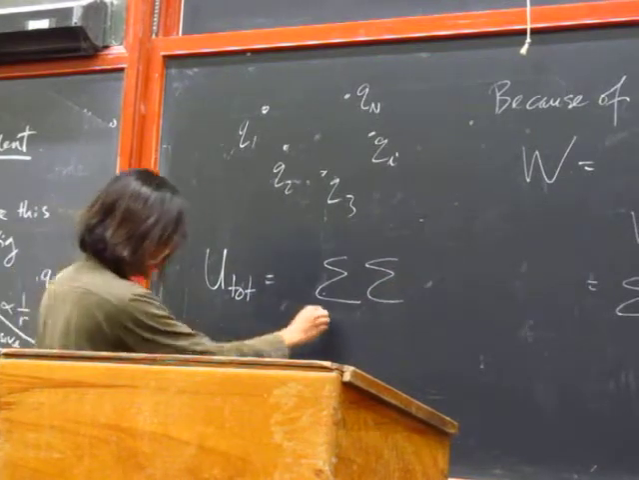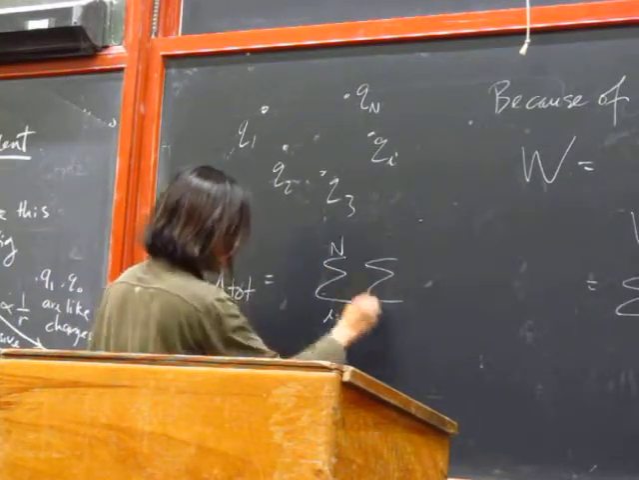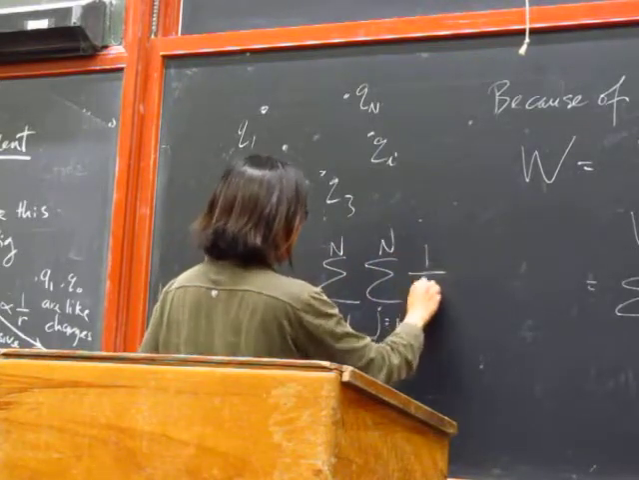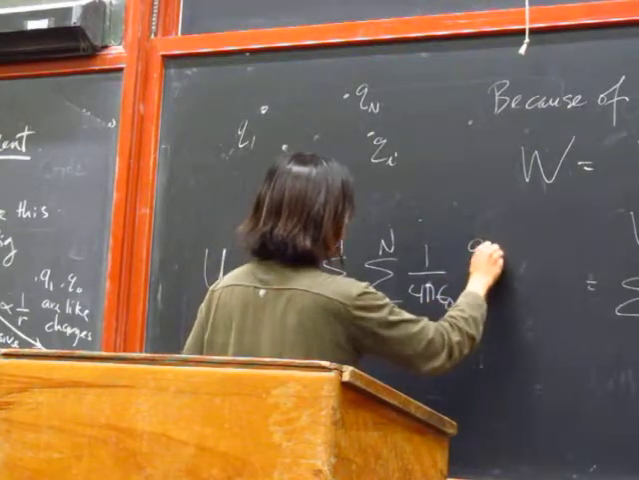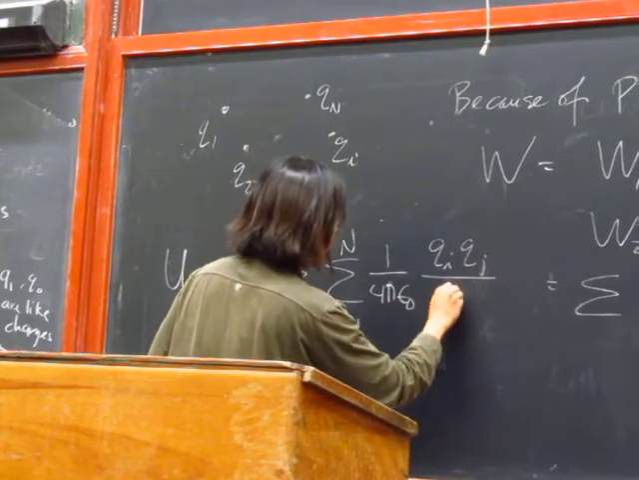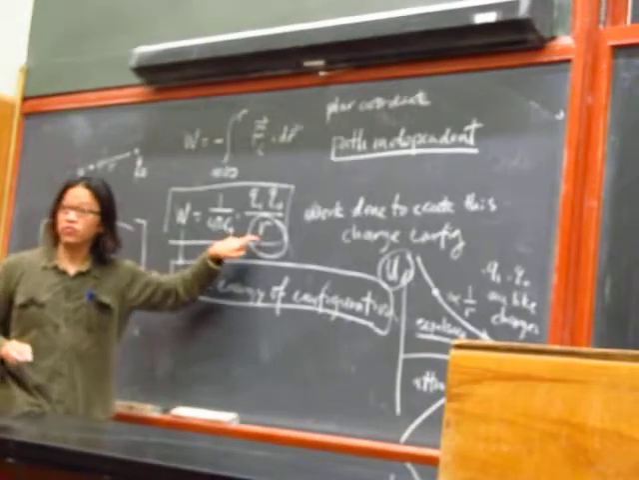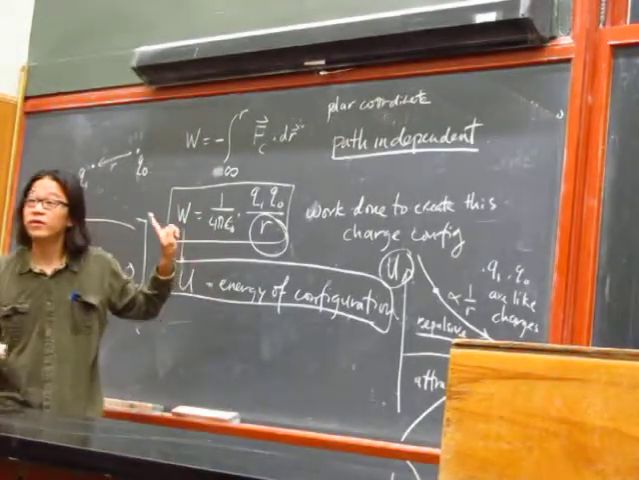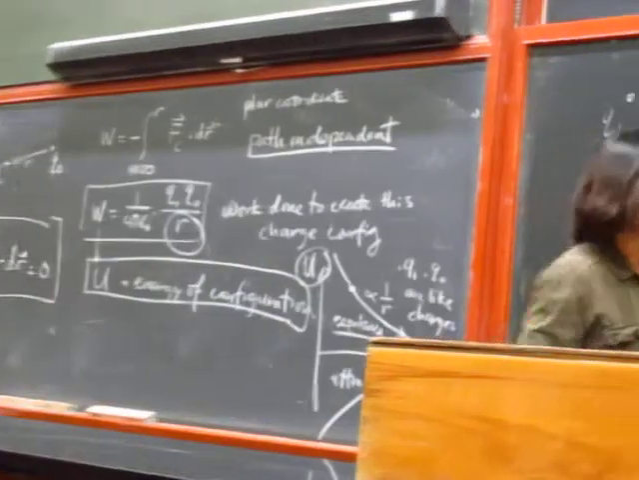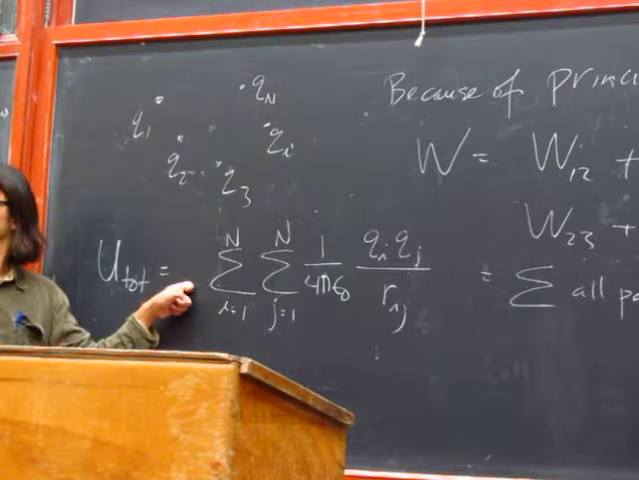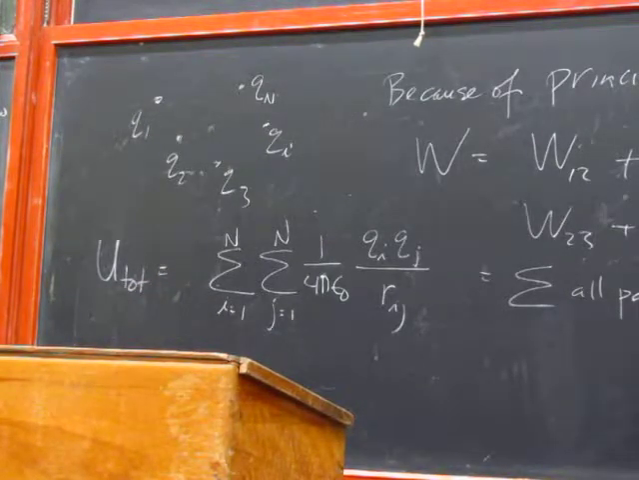might as well get used to this notation here. i from 1 to n, j from 1 to n, 1 over 4 pi epsilon naught, qi qj over rij. This is just r, by the way. It's 1 over r, not 1 over r squared. The force is 1 over r squared, but the energy is 1 over r. And then I have to introduce, so it could be like j equals i to n or something.